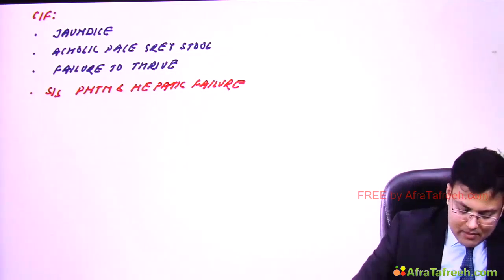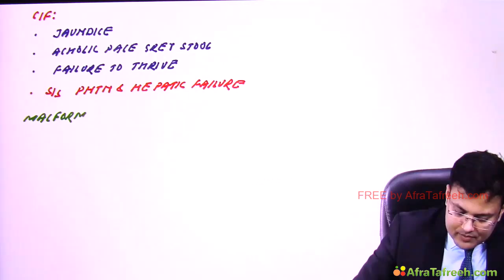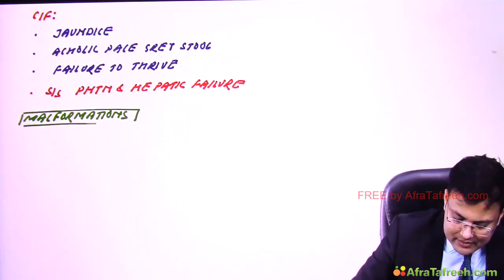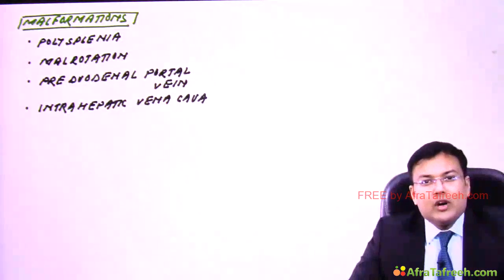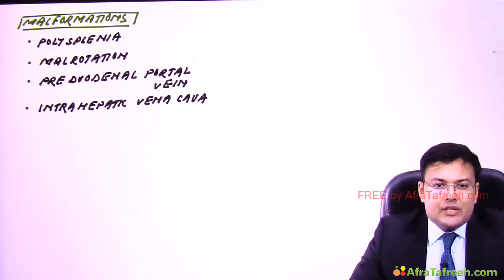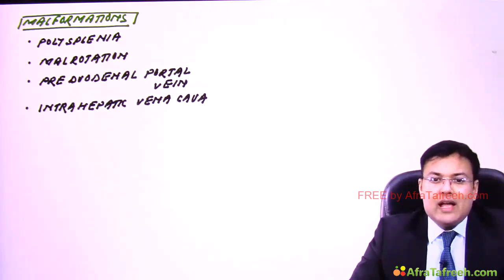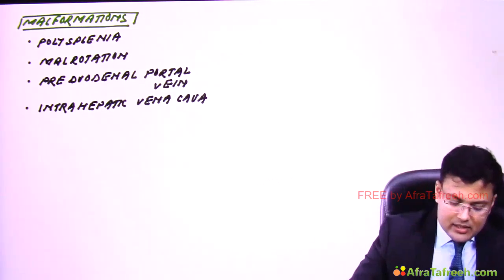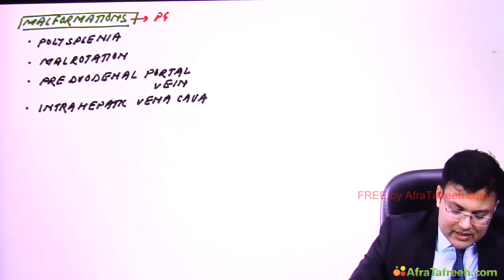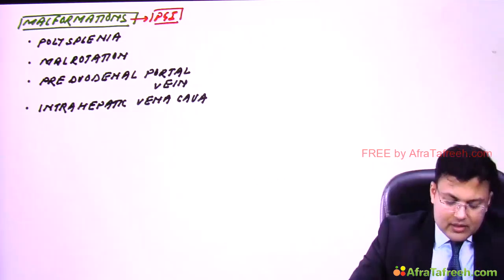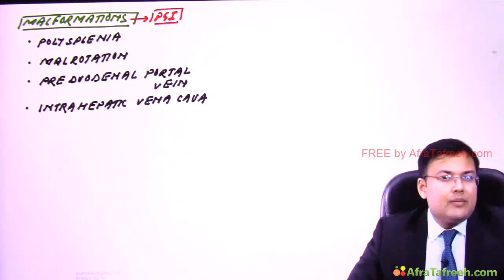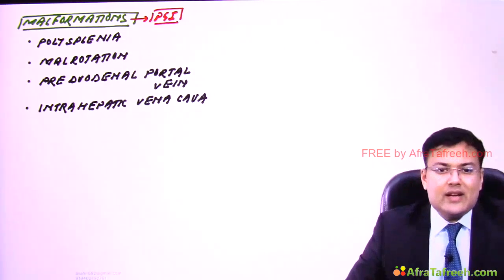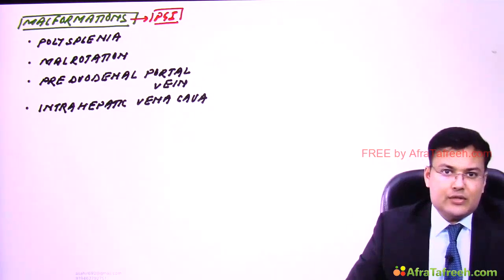So what are the malformations which are associated with biliary atresia? It is associated with polysplenia, malrotation, pre-duodenal portal vein, and intrahepatic vena cava. This question was asked in PGI Chandigarh. Polysplenia, malrotation, pre-duodenal portal vein, and intrahepatic vena cava. So these are the associations.